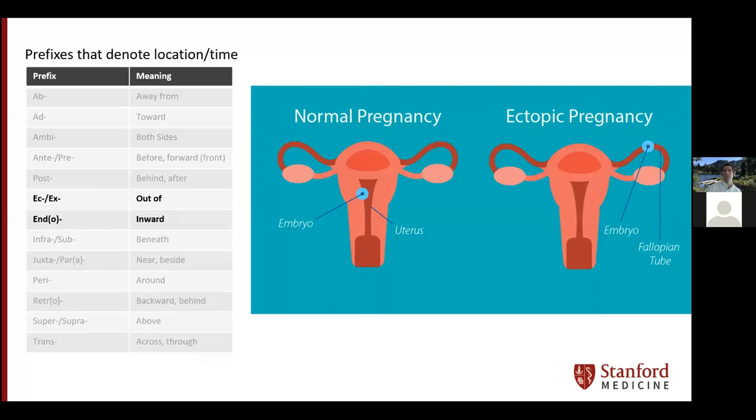And then ek and endo can speak to where something is relative to where it should be. So for instance, an ectopic pregnancy is a pregnancy that is outside of where it's supposed to be. So an ectopic pregnancy occurs in the fallopian tube, whereas an endotopic pregnancy, which we just call pregnancy, is within the uterus.